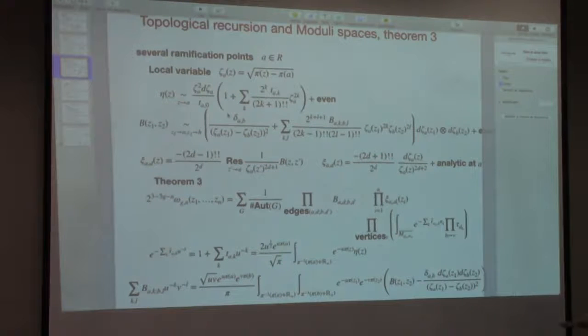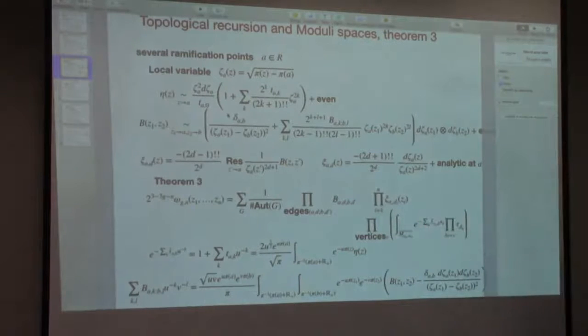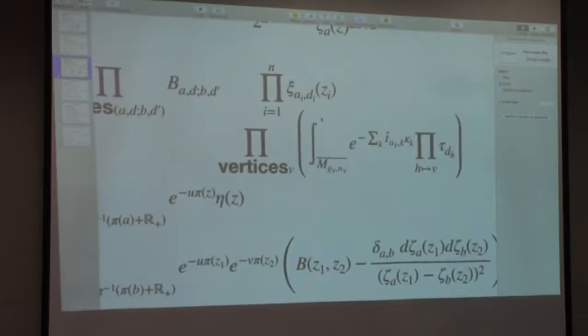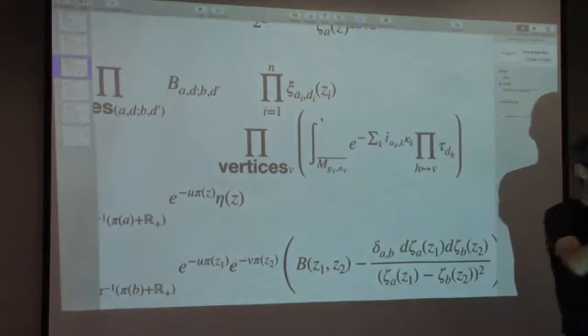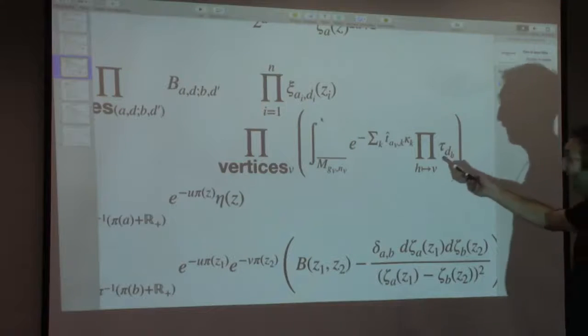And for the outgoing legs, so for the marked points, you have the psi classes, as usual. And the value of the vertices are these times integrals over the moduli spaces sitting at the vertices. So some vertices of the dual graph correspond to smooth Riemann surfaces of some genus g_v and n_v. Okay, and basically this is the same formula as before.